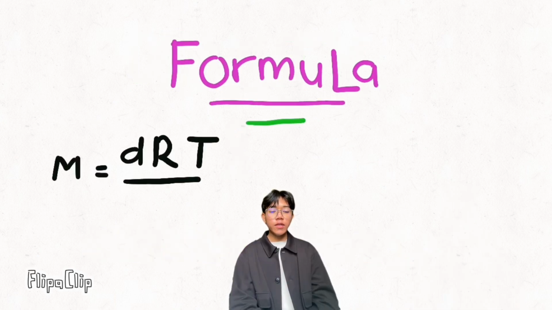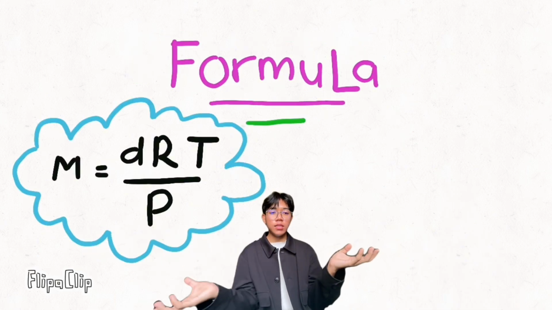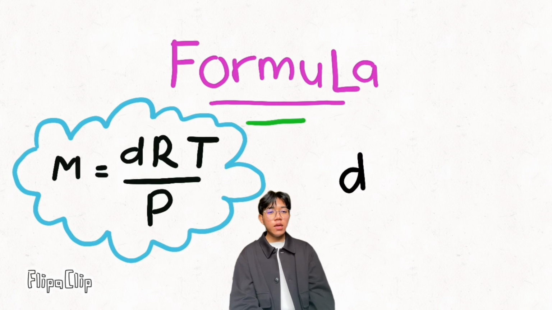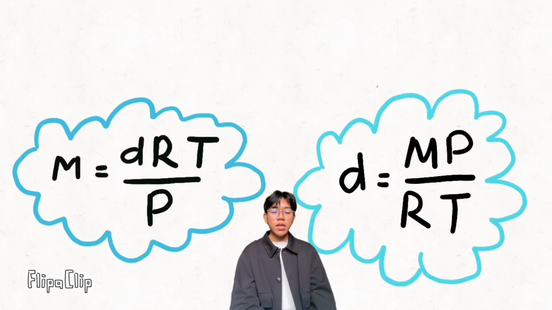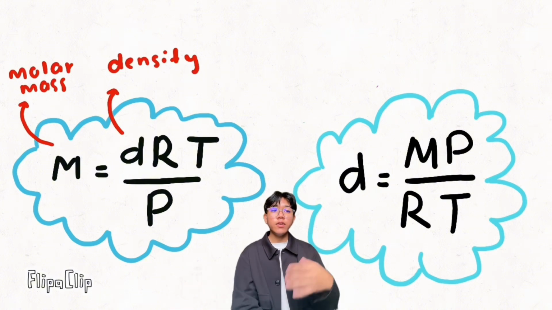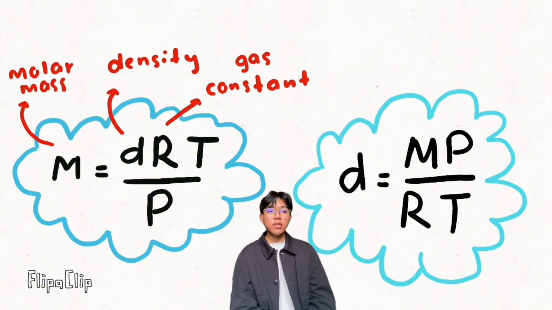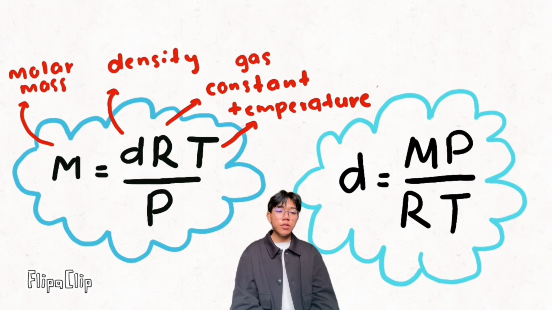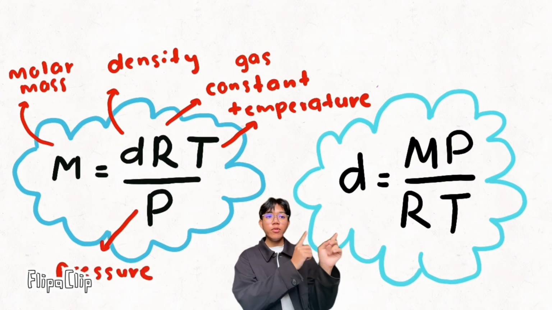Now I want to show you the formula for density and molar mass. The first one is M equals dRT over P. And the second one is D equals MP over RT. M stands for molar mass, D for the density, R is the gas constant. The gas constant is 0.08206. T is the temperature. Temperature should be in Kelvin. P is the pressure. Same goes for the second formula as well.